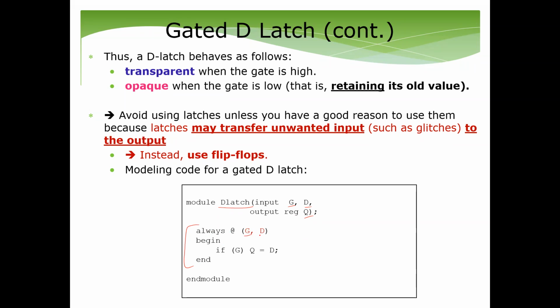So always at G or D, we're going to access the always block, and if G is equal to 1, change the value of Q to whatever you have in D. Otherwise, do nothing. So if you do nothing, that means Q will stay the same. Of course, always remember, any value that you change or use on the left hand of an assignment statement inside an always block has to be declared as a reg.